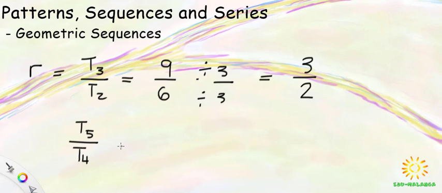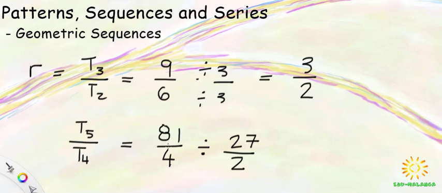We're going to write it out differently. It will be 81 over 4 divided by 27 over 2. When you have two fractions and you're dividing them, what you normally would do is swap the denominator and the numerator of the second fraction, and then you change the sign from division to multiplication. So let's do it in the next page.